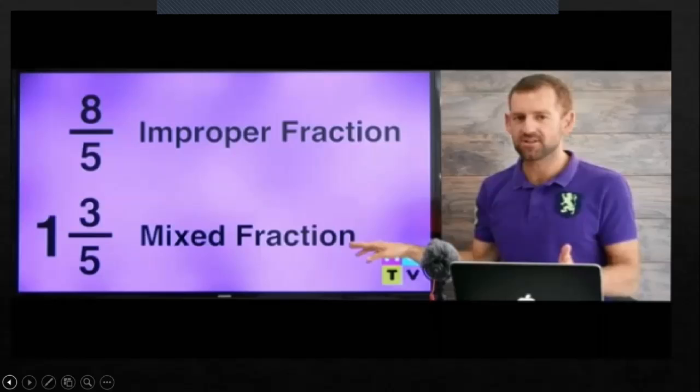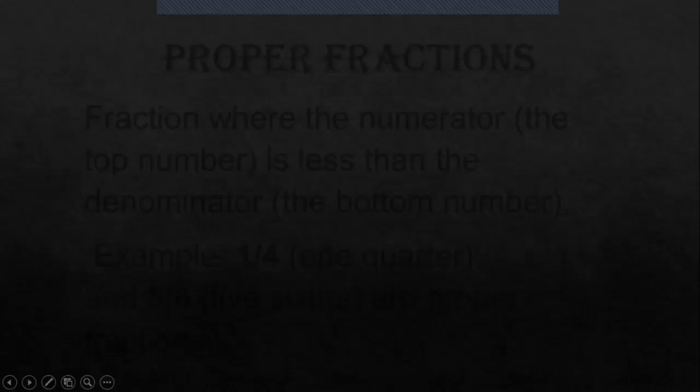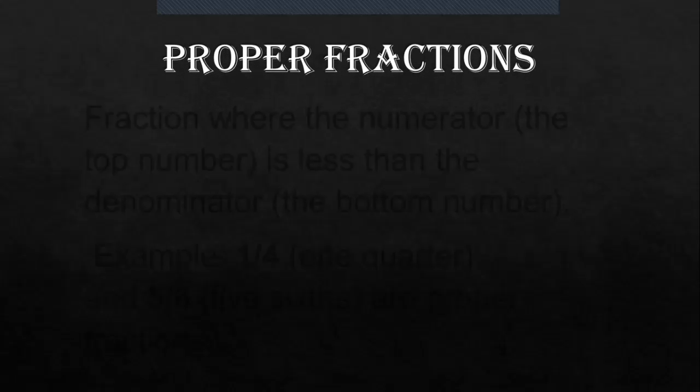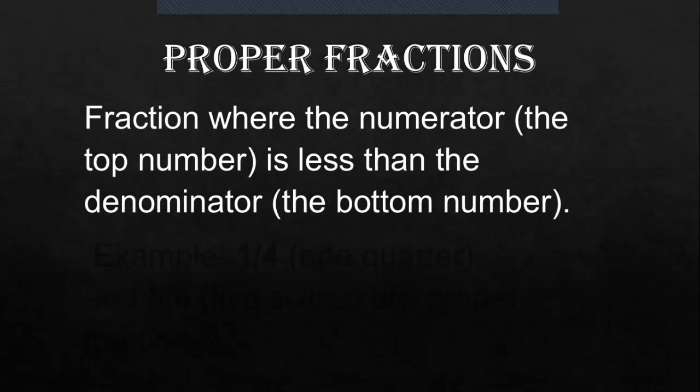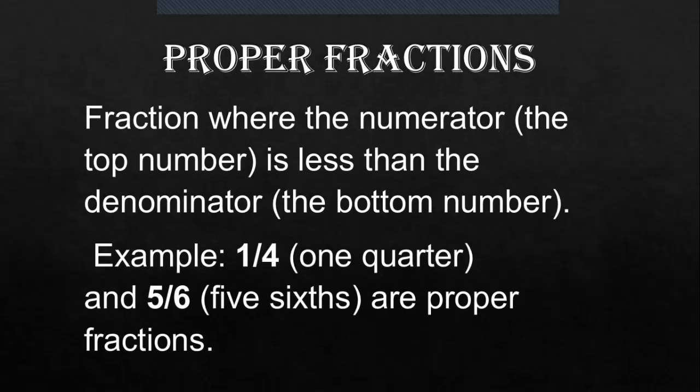All right, students, now in the next slide, I'm going to explain the proper fraction, which is a fraction where the numerator, the top number obviously, is less than the denominator, which is the bottom number. Here are the examples. 1 upon 4, or you can say 1/4, and 5 upon 6, where you can say 5/6, are proper fractions.